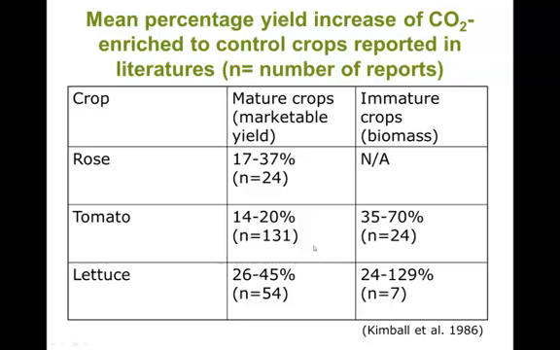And then also, depending on the crop, the yield increase is very different. Lettuce seems to be higher than tomato, and the typical tomato yield increase under high CO2 concentration is, in this case, a harvestable fruit mass increase between 14 to 20% out of 131 papers found by this author.